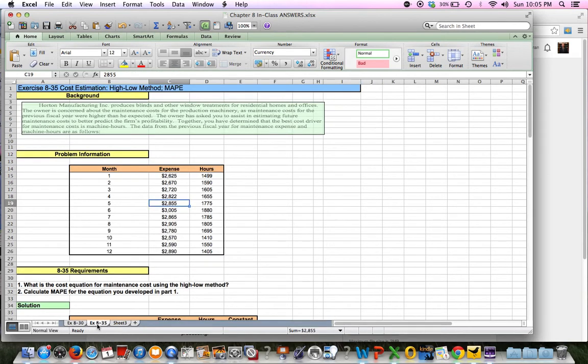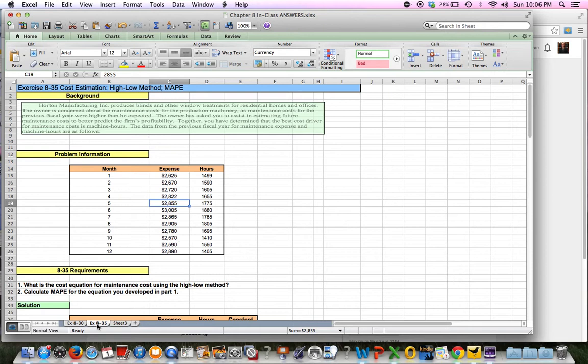The next one is 35, and for 35 we've got the high-low method here. And for Horton Manufacturing, it says that they produce blinds and other window treatments for residential homes and offices. The owner is concerned about the maintenance cost for the production machinery, as maintenance costs for the previous fiscal year were higher than expected. The owner has asked you to assist in estimating future maintenance costs to better predict the firm's profitability. Together, you've determined that the best cost driver for maintenance cost is machine hours.